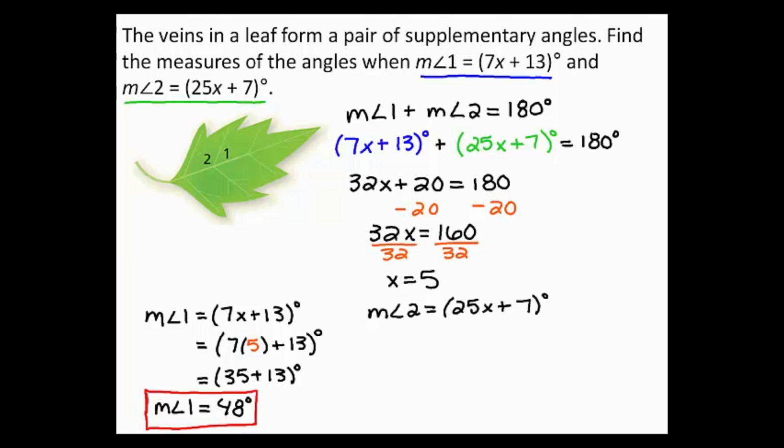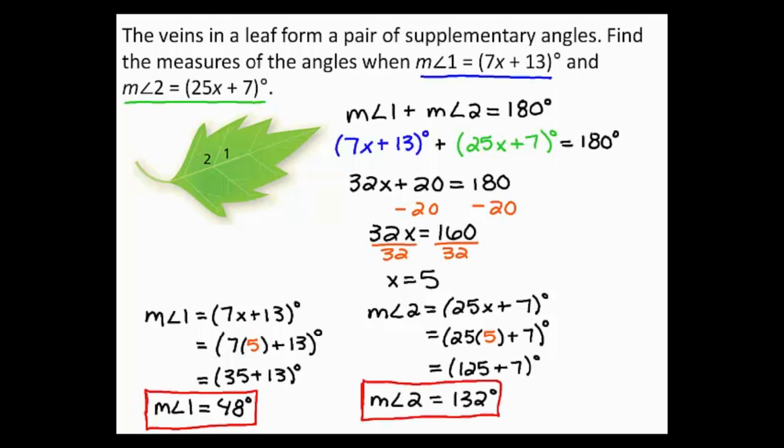Next, the measure of angle 2 is equal to 25x plus 7 degrees. You can substitute 5 in for x. When you simplify, 25 times 5 gives you 125, and 125 plus 7 gives you 132. Therefore, the measure of angle 2 equals 132 degrees.